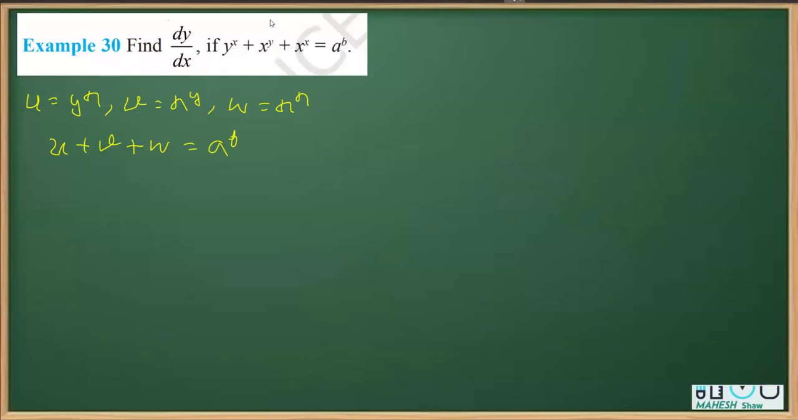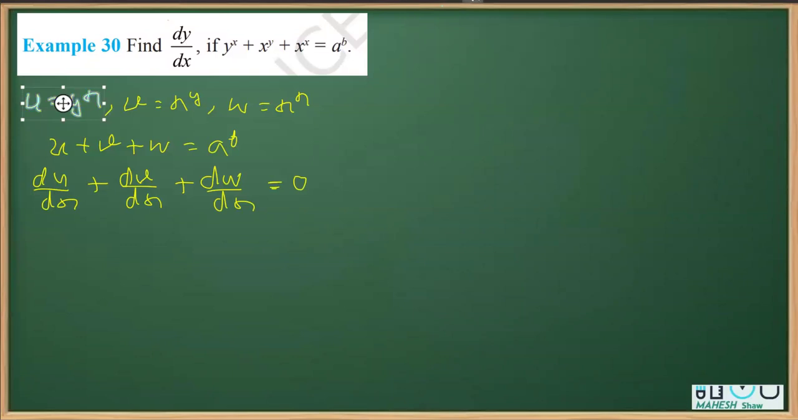Now, clearly, differentiating both sides with respect to x, what you're going to get is du by dx plus dv by dx plus dw by dx. And as you know, this is a constant, like 3 raised to the power 5, it is a constant, and the differentiation of a constant is 0. Now we can figure out that in order to find dy by dx, we have to differentiate each of these. That means we have to find the differentiation of u, v, and w. So let's begin with the first part.